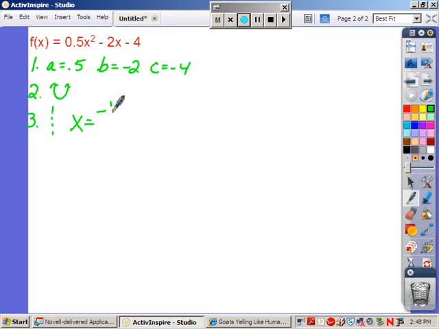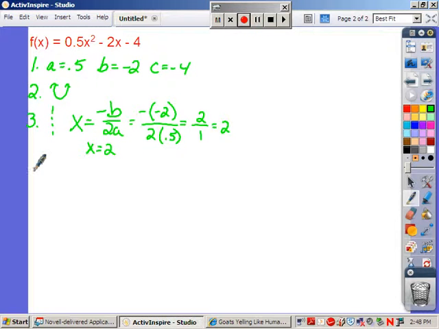Again, -b over 2a. So for us, it will be a negative from the formula, and then b itself is -2. And then here, 2 times a is 0.5. So I got two negatives up here. That makes this a +2, and 2 times 0.5 is actually 1. So I get 2 as an answer. So x equals 2.